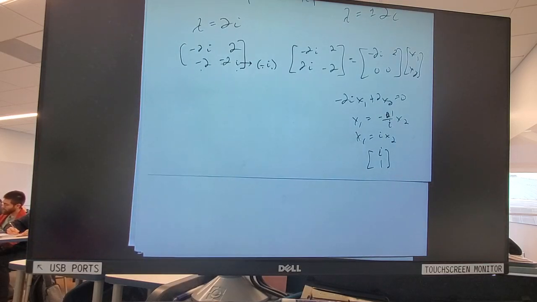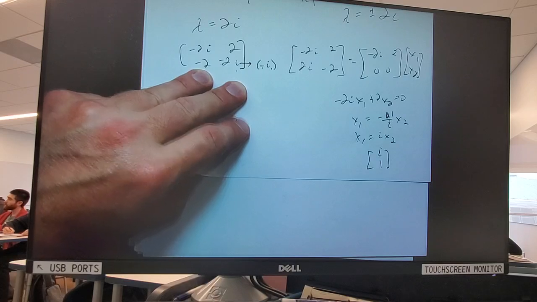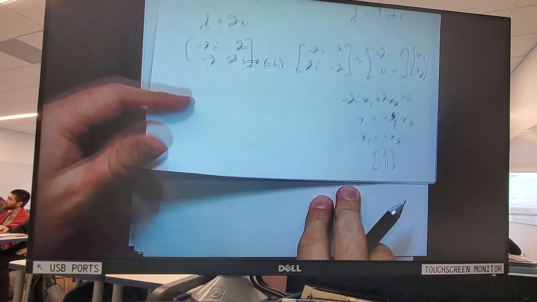Same exact work. You just have to remember i times i is negative 1, that kind of stuff. But the math is basically the same. I just get a letter suddenly showing up in my vector. Okay. Is that okay? We're not going to do a ton with that because we're not going to suddenly become complex variable central.